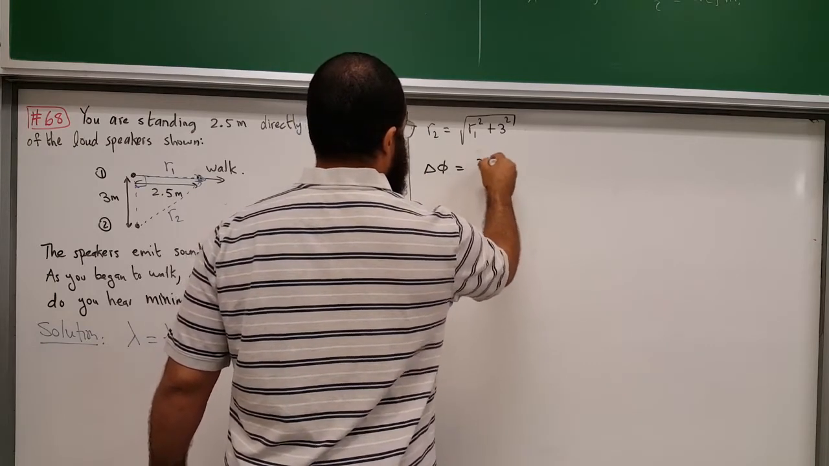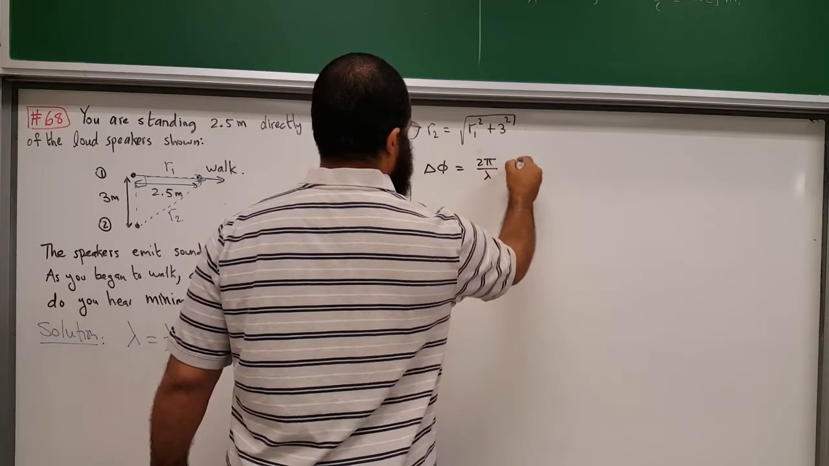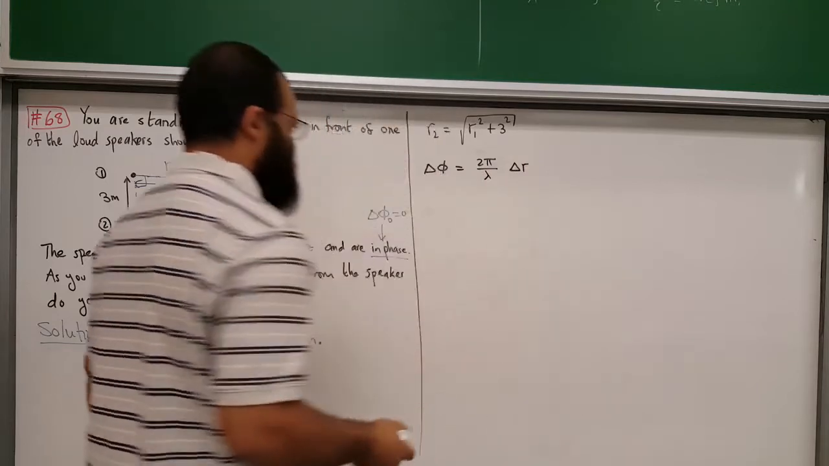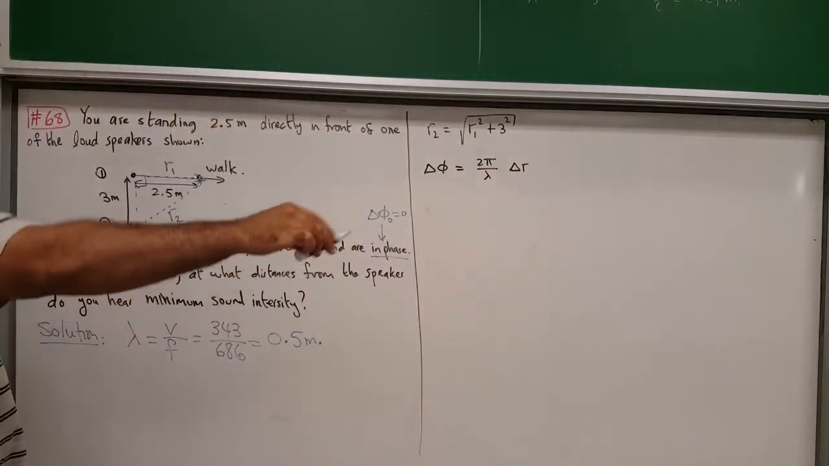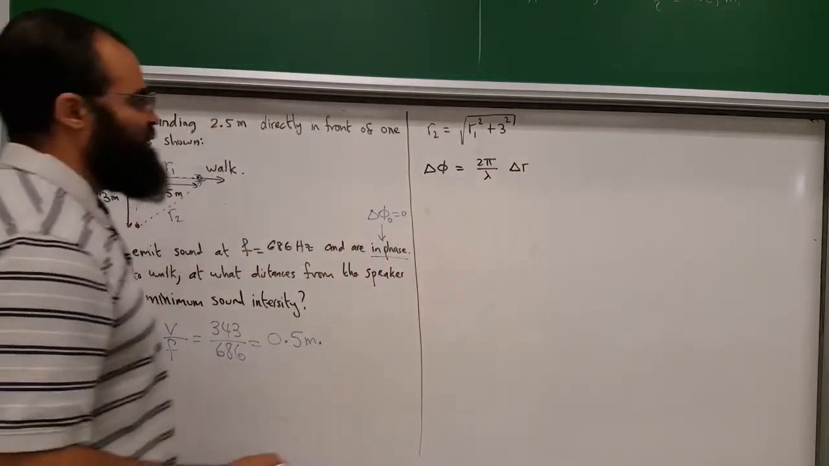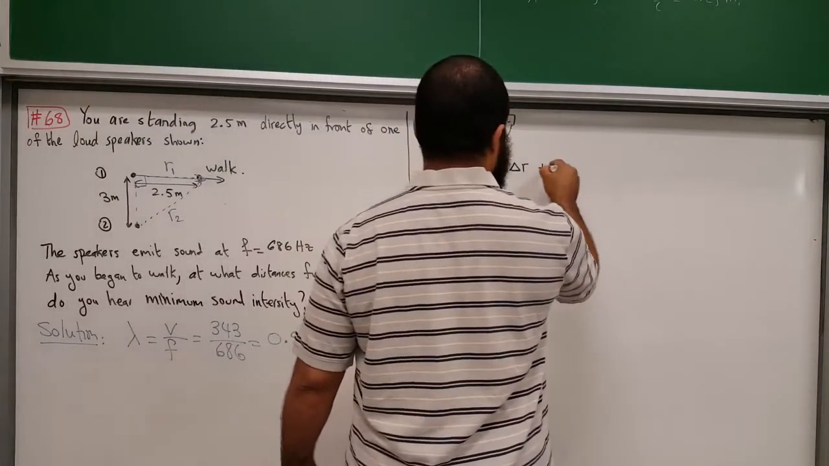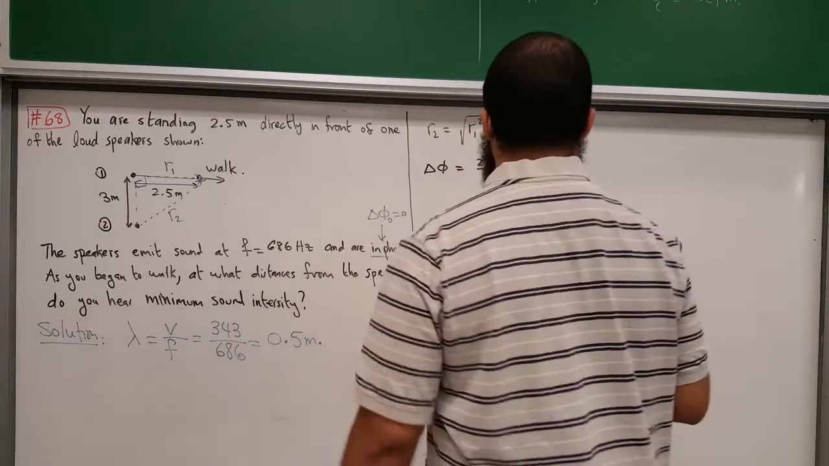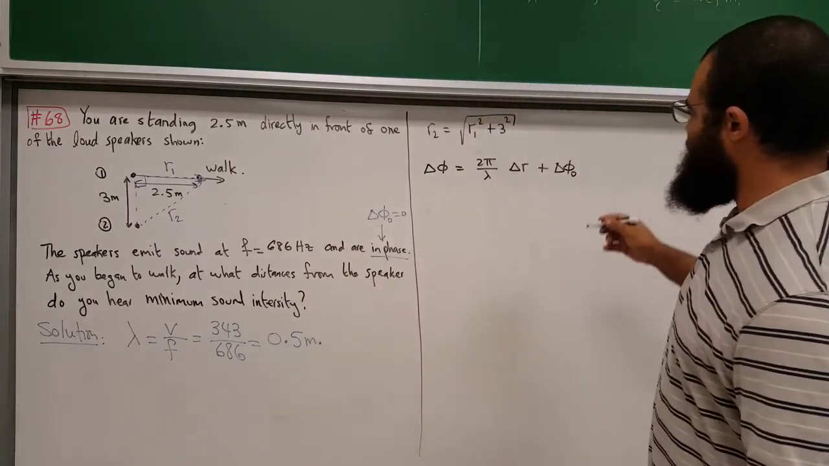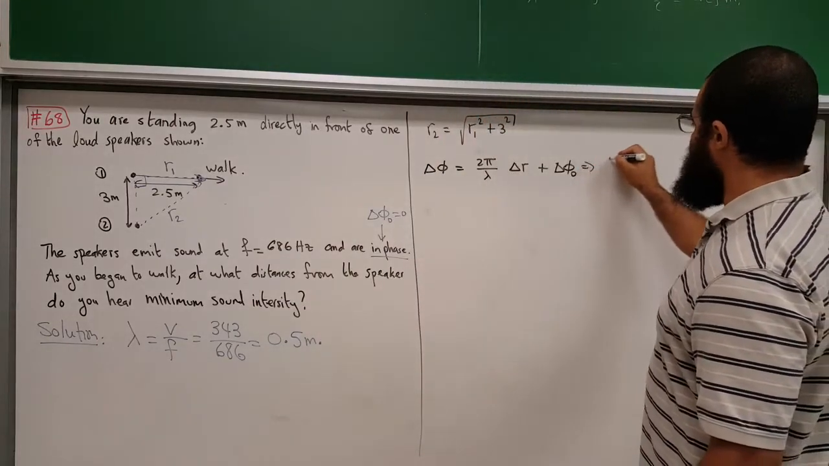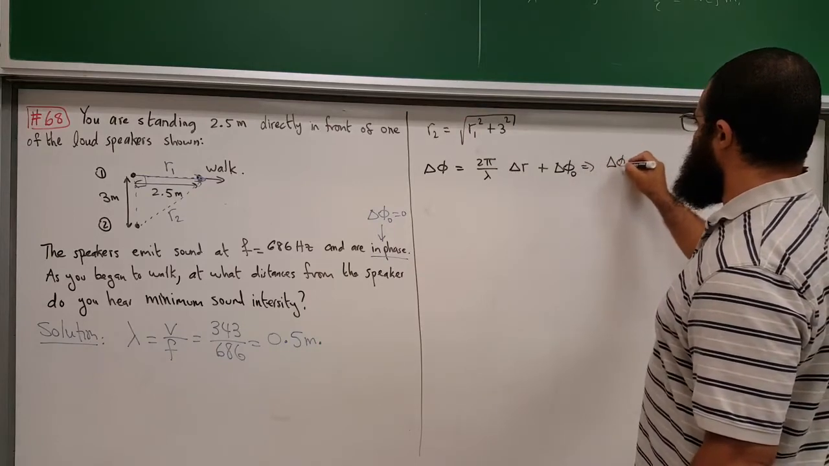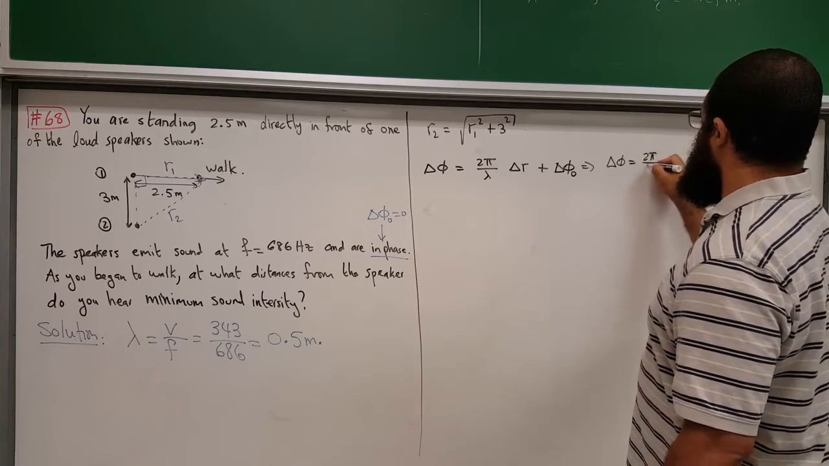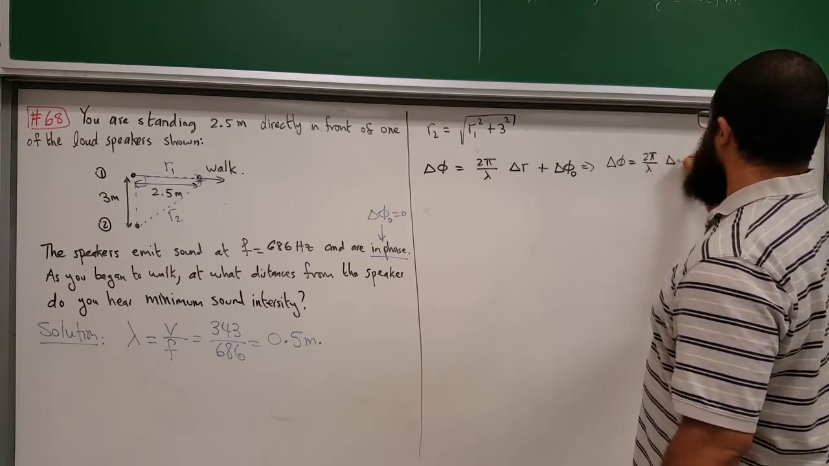2 pi divided by lambda times delta r instead of delta x, now delta r, because if you're just along the x-axis here, we're in 2D. Plus delta phi 0, but delta phi 0 is equal to 0 because they are in phase. So I conclude that delta phi will equal 2 pi over lambda times delta r.